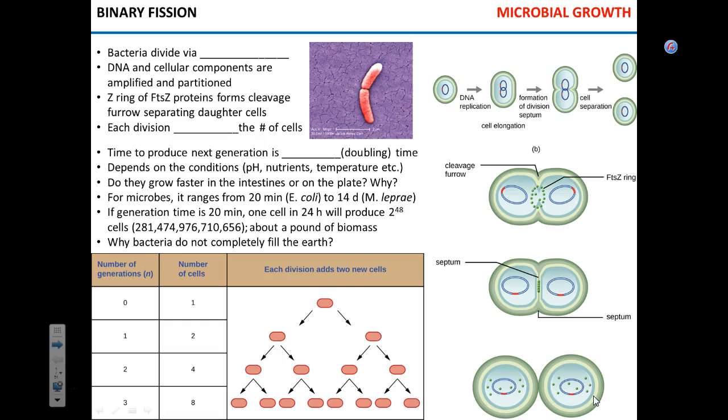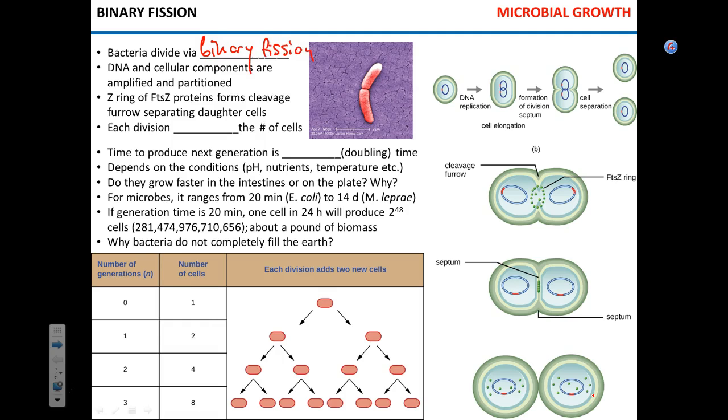So, bacteria, what do they use for division? Mitosis, meiosis, what do we call this? Nope. Nope. They use binary fission. Why? They're not eukaryotes. They're prokaryotes. Prokaryotes use binary fission. I know it takes a while to write.